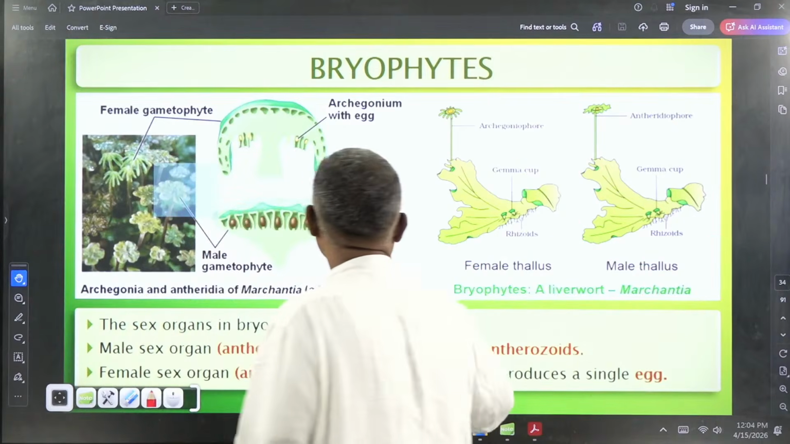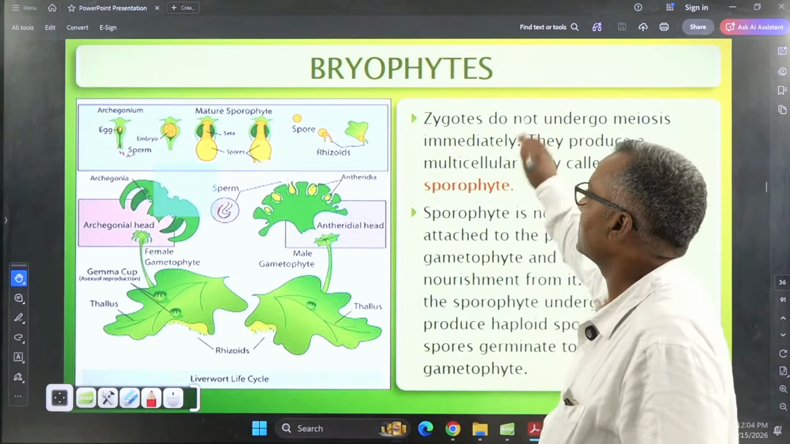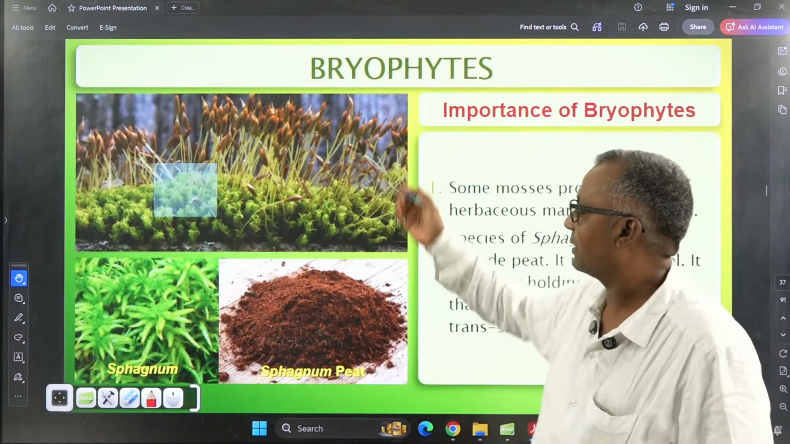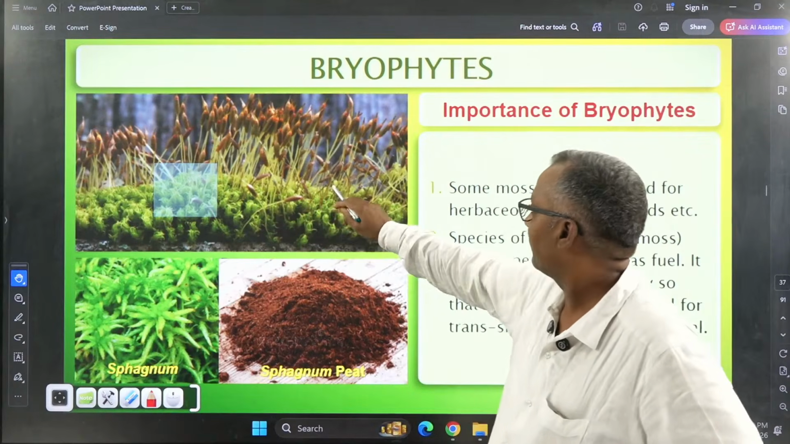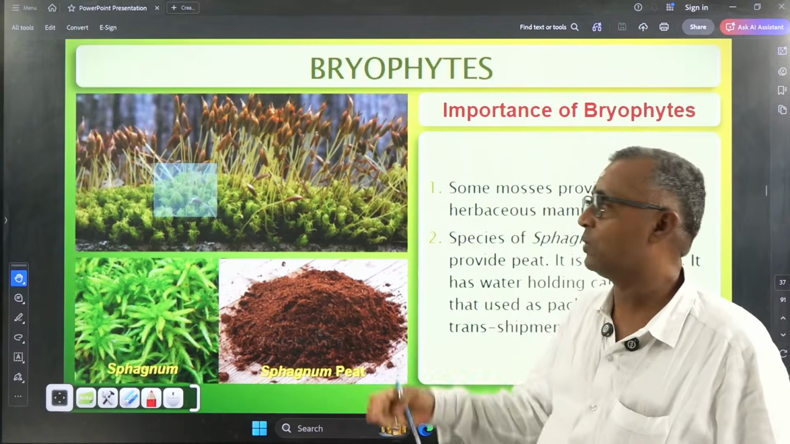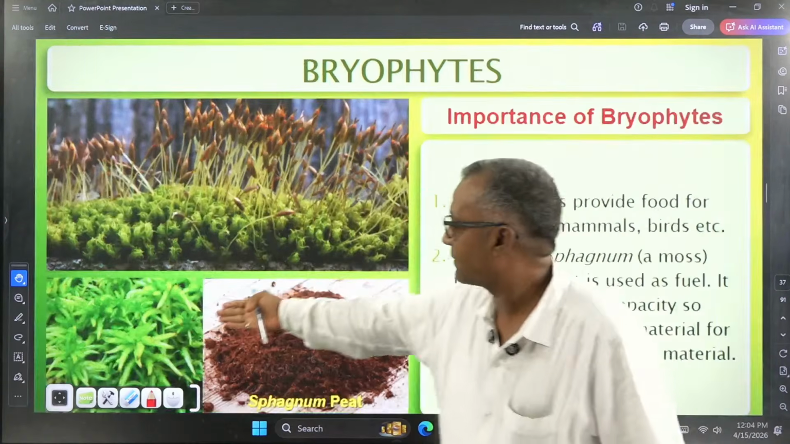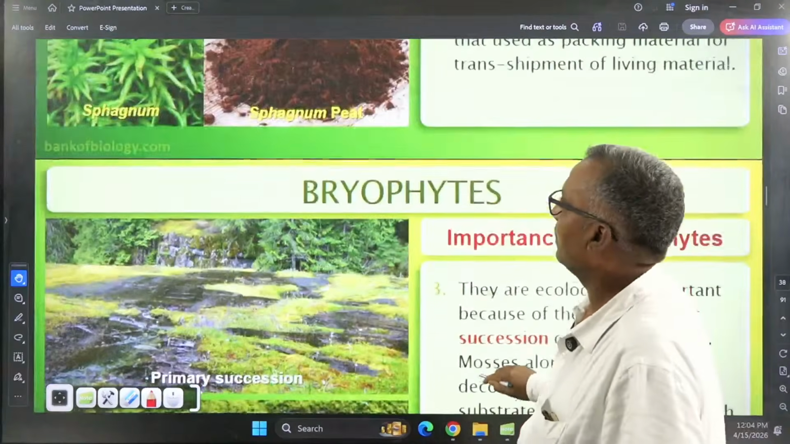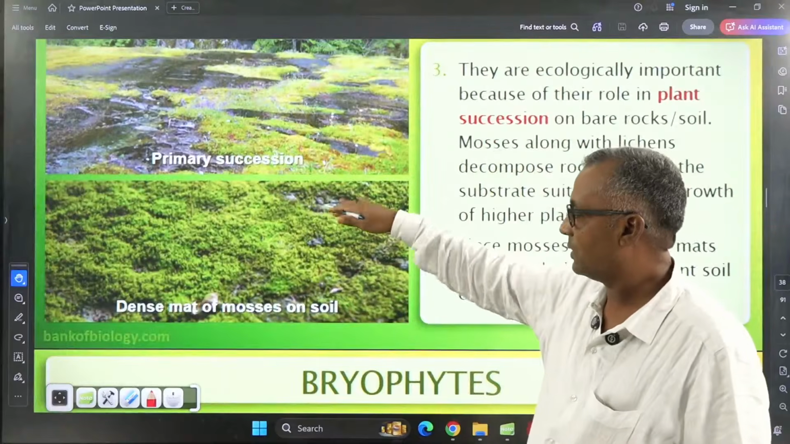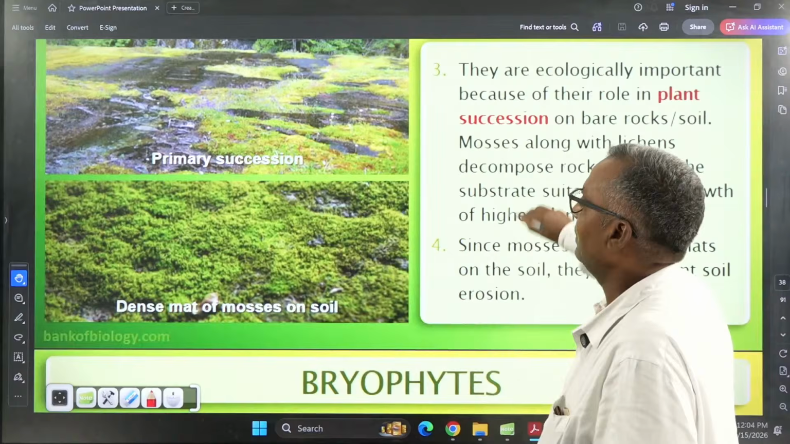Next, let us see the next one. Now this is also a bryophyte only. This is a moss plant, a bryophyte. If you see it in the natural environment, it appears like this. This is also a dense mat of bryophytes growing in marshy land.